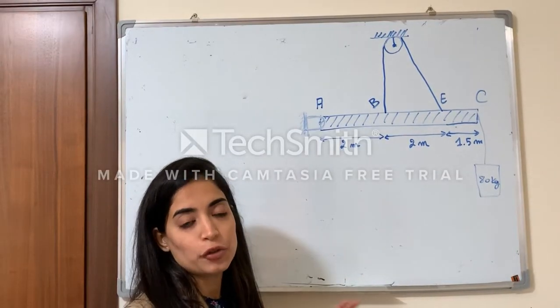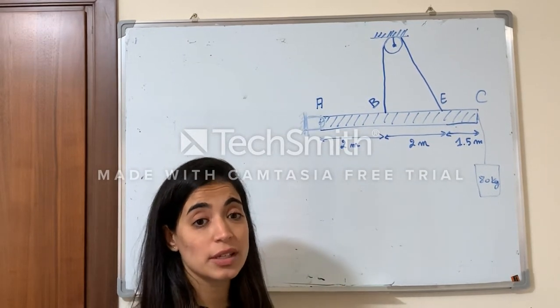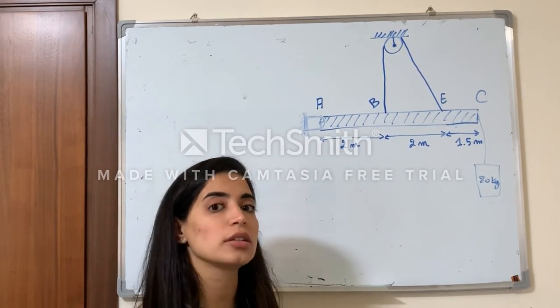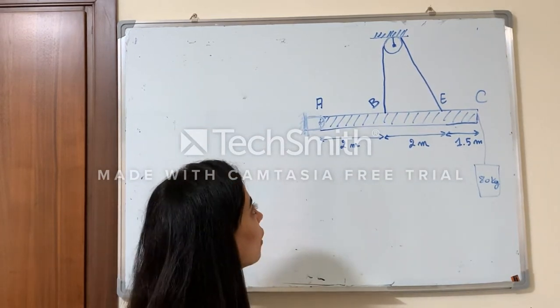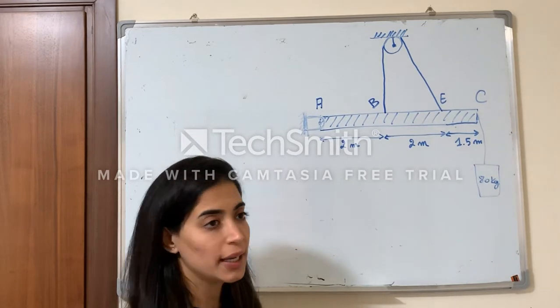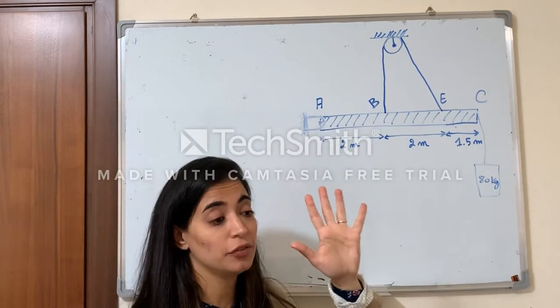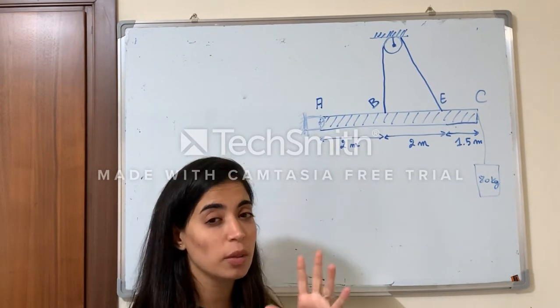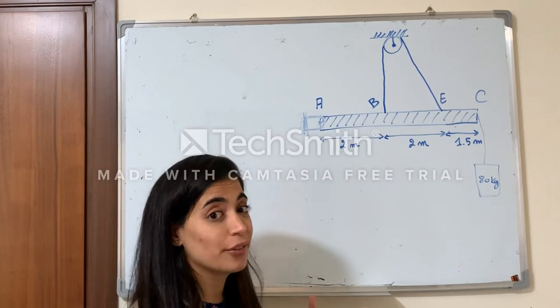Okay, so guys, this is the first problem in this chapter, and I will be solving it using the steps that we discussed in the previous video. So basically, if I take a look at this problem, I have a beam supported by a pin at A. My advice for you is to memorize all the symbols of supports, because this will help you in putting the reactions.